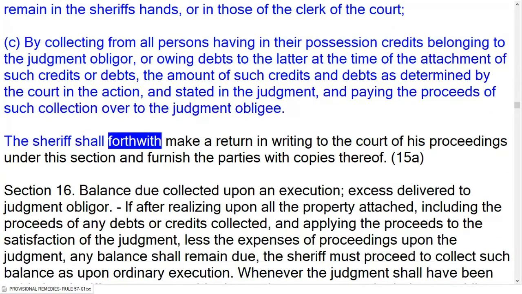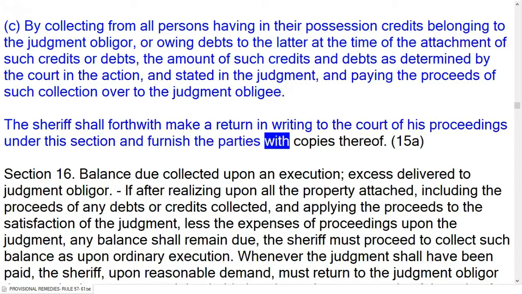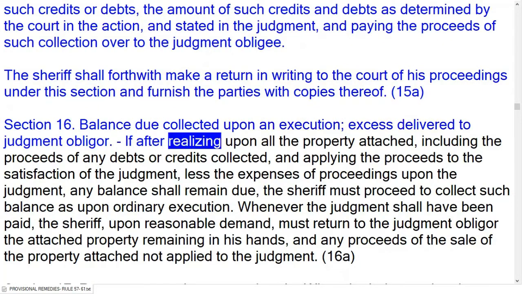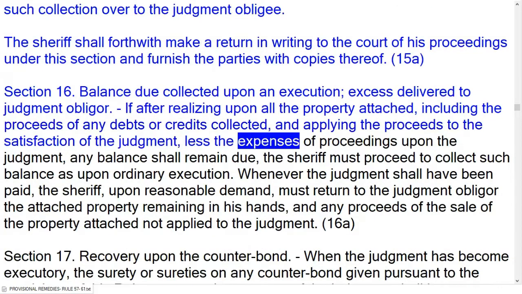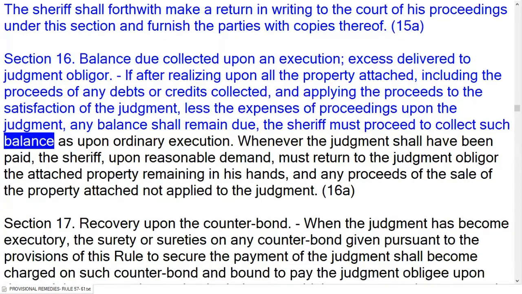The sheriff shall forthwith make a return in writing to the court of his proceedings under this section and furnish the parties with copies thereof. Rule 15, Section 16. Balance due collected upon an execution. Excess delivered to judgment obligor. If after realizing upon all the property attached, including the proceeds of any debts or credits collected, and applying the proceeds to the satisfaction of the judgment, less the expenses of proceedings upon the judgment, any balance shall remain due, the sheriff must proceed to collect such balance as upon ordinary execution, whenever the judgment shall have been paid.